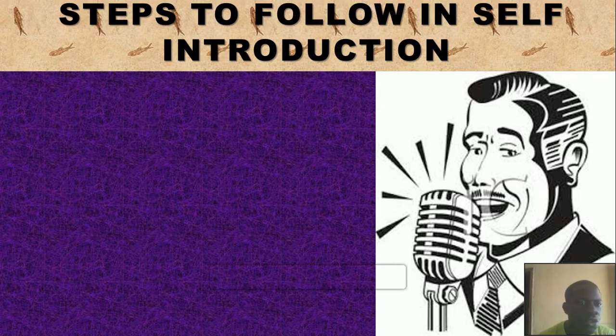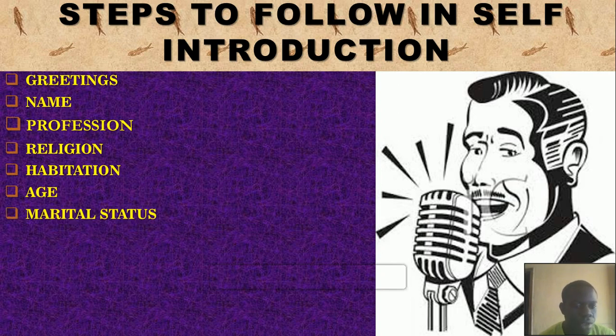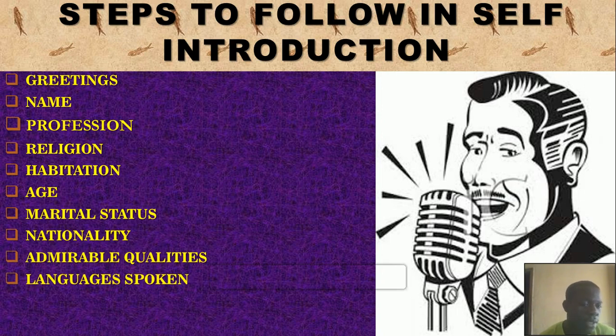Now, we are going to the first one here. Number 1 is greetings. When you are seeing somebody for the first time, the first thing to do is greetings. The next one is name. Then your profession, your religion, your habitation, that is where you live, your age, your marital status, whether you are married or not, nationality, admirable qualities, languages spoken, the number of languages you speak, your favorite meal, your favorite food, and hobby. So we are going to be treating these 12 ways today through which you can introduce yourself.